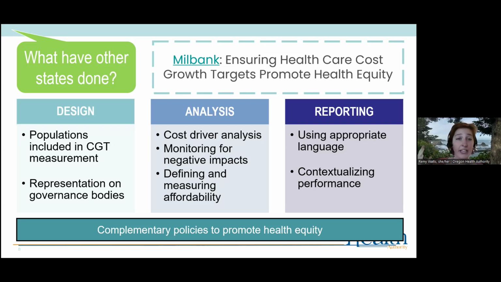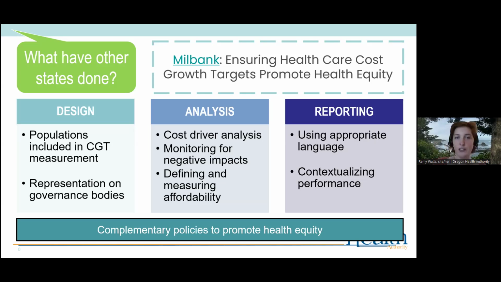ways. So when we're thinking about design of the cost growth target program, what are the populations that are included in the cost growth target measurement? What kind of representation do we have on governing bodies? So with this, in the design, I'm thinking about the cost growth target advisory committee, which has the predefined structure approved by the Oregon Health Policy Board that has representation of different players in the cost growth target program. Is that representation fully representing everyone who is affected by the cost growth target program?